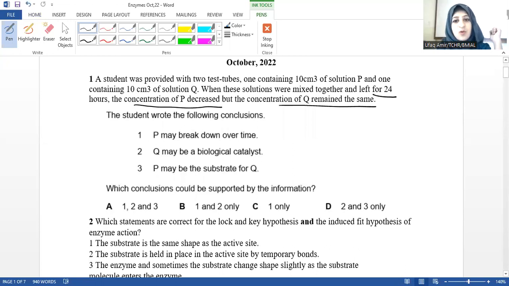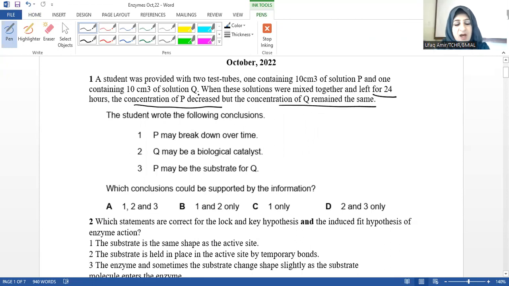P may break down over time. It can be correct because it might be a substrate which is broken down in the presence of Q, which is the enzyme. Q may be a biological catalyst. Yes, that's what I have just said. Q can be an enzyme and P can be a substrate. So the substrate will be converted into the product, so it will decrease, and Q will remain the same because enzymes are needed in minute amounts, so at the end of the reaction their concentration remains almost the same.